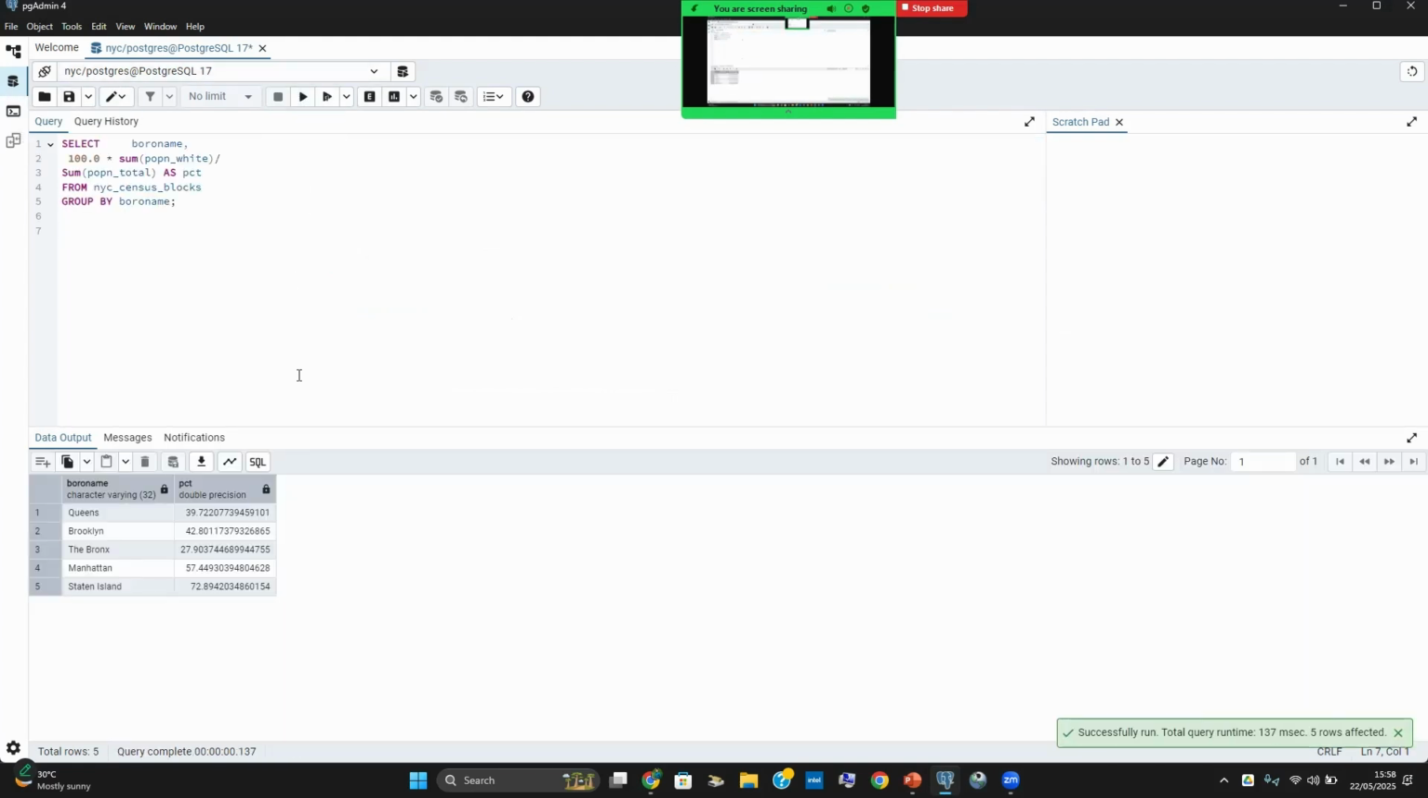All right. So as you're seeing here, of the boroughs in New York City, of which there are five, Queens, Brooklyn, the Bronx, Manhattan, Staten Island, of those boroughs, we now know how many individuals who are considered white are found, in percentage, throughout those boroughs. So we see here Staten Island has the largest, being 72.9%, whereas the Bronx has the smallest, 27.9%.